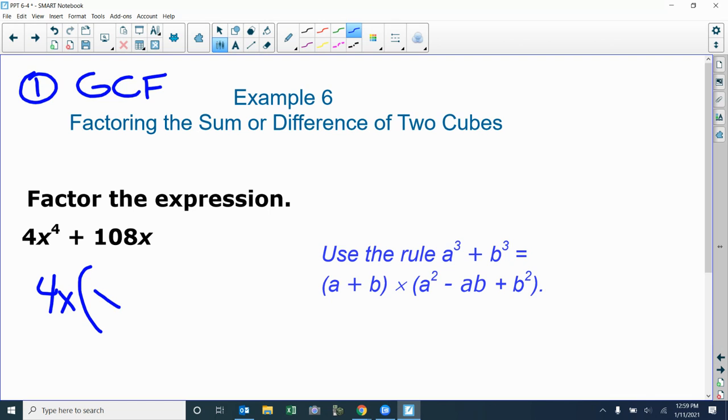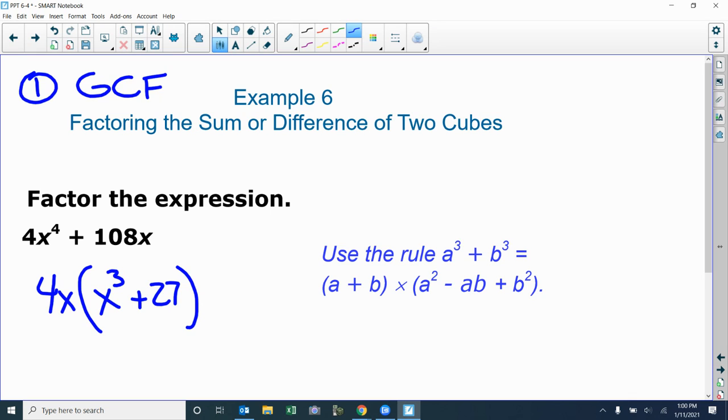When 4x comes out, we're gonna have x cubed plus 27 left over. Now, you gotta recognize what I have in x cubed. What's x cubed? Is it a perfect cube? Yeah, it's just x times x times x, right? 27, is it a perfect cube? Yeah, we just saw that. What's the perfect cube root of 27?